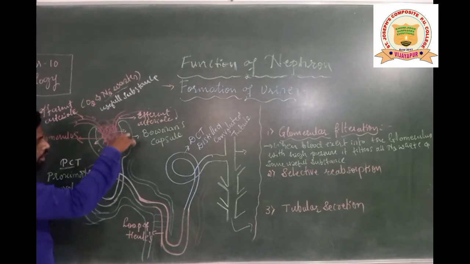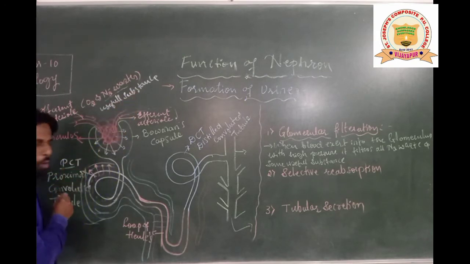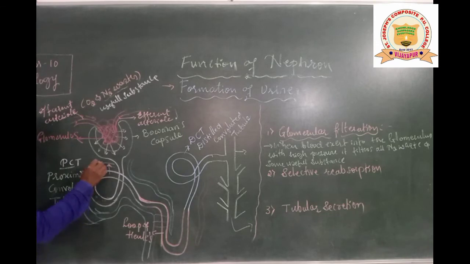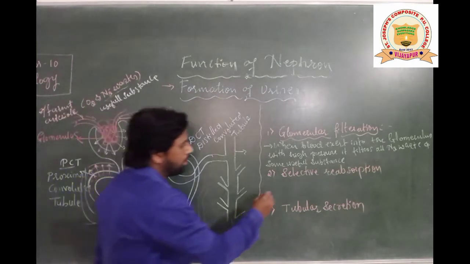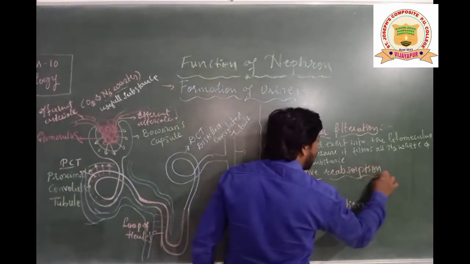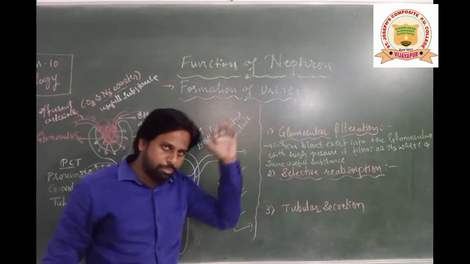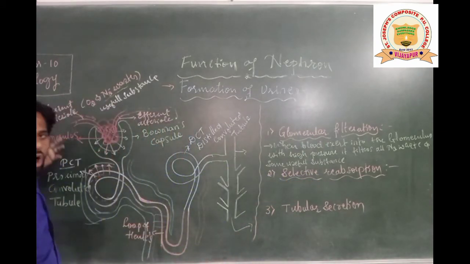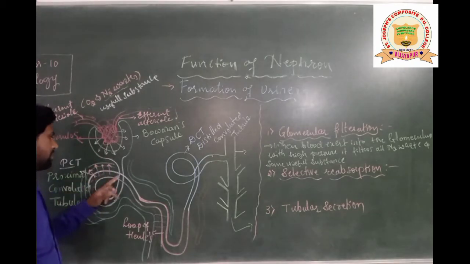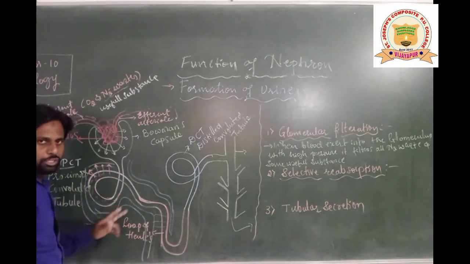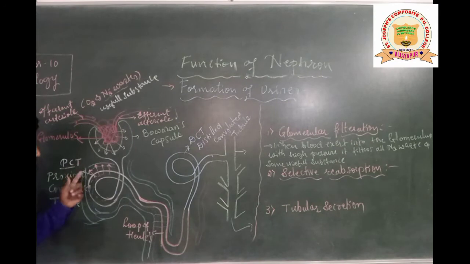The useful substances that have filtered into the Bowman's capsule are given back to the blood vessels surrounding this PCT. So what is this process called? Selective reabsorption. Selective reabsorption means selected substances will be reabsorbed by the blood vessels which surround this PCT, students. PCT is surrounded by blood vessels.